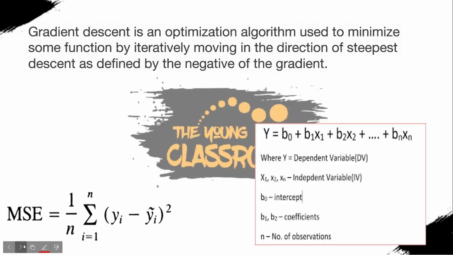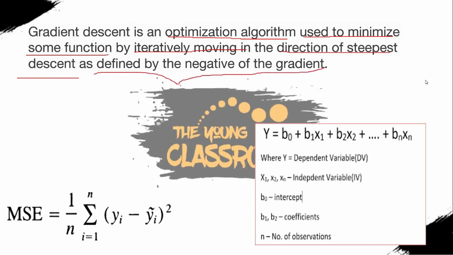Now in this video we'll be dealing with gradient descent more formally, and we will be dealing with more aspects of gradient descent. So gradient descent formally can be defined as an optimization algorithm used to minimize some function by iteratively moving in the direction of steepest descent, as defined by the negative of the gradient.